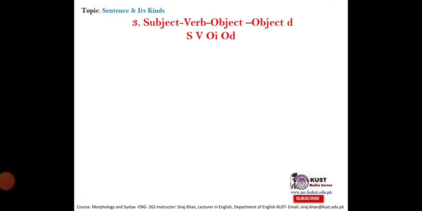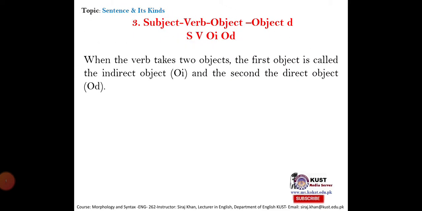The next pattern is subject, verb, object, indirect object. When the verb takes two objects, sometimes it takes one, sometimes it doesn't take an object, sometimes it takes two. So when the verb takes two objects, the first object is called the indirect object and the second is the direct object. OI is indirect object and OD is the direct object.